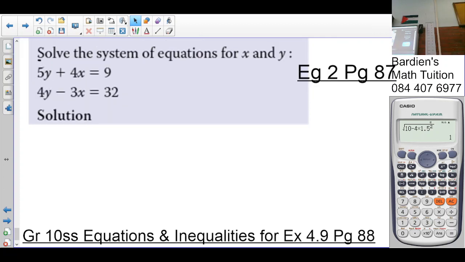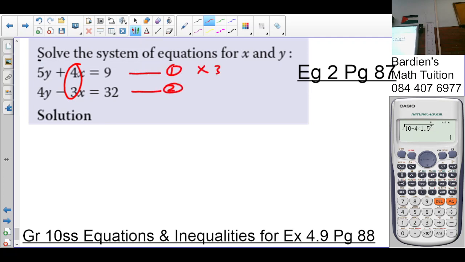Right. So most of you got the right answer. People, we're going to eliminate the x. Let's get rid of our x. So what is your LCM here? We said it's 12. So this line must be multiplied by 3, and this line must be multiplied by 4. Why? 3 times 4 is 12 and 3 times 4 is 12.